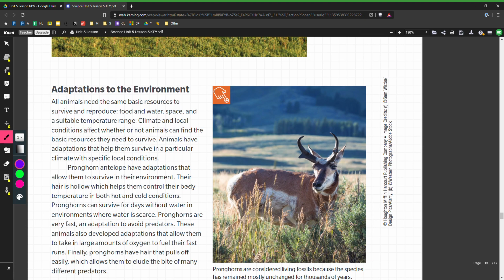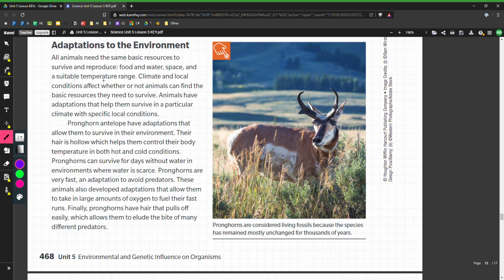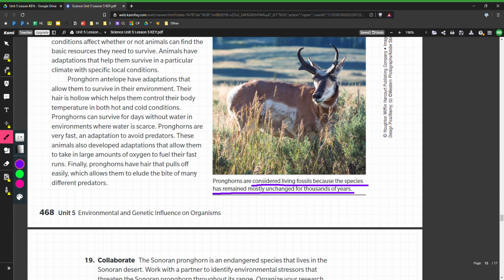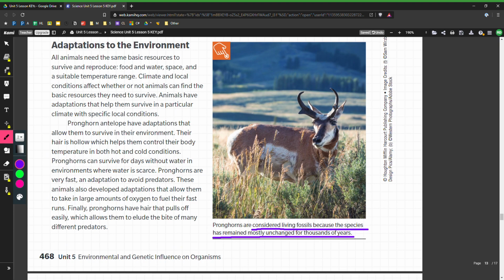So we've got adaptations to the environment. And this talks about these pronghorn antelope. It talks about how they are considered living fossils because the species has remained mostly unchanged for thousands of years. Probably just because of the way that they live and where they live. And they live in the, what's it called down here? It talks about Sonoran pronghorn. So I'm assuming that that's what this is, the Sonoran pronghorn.